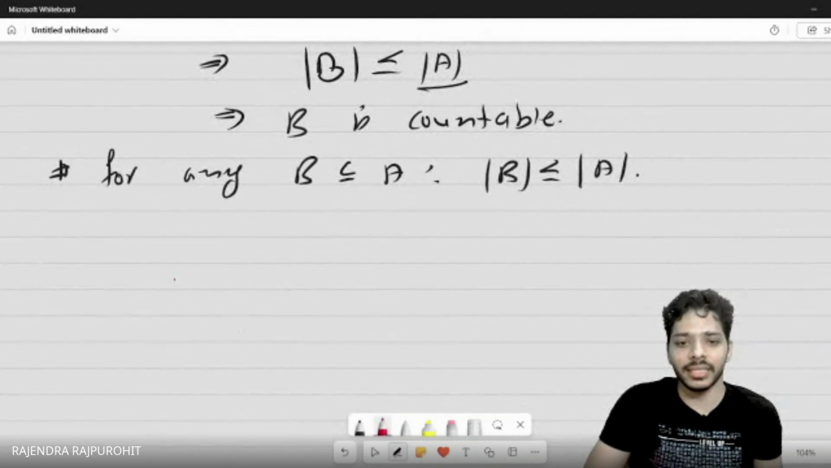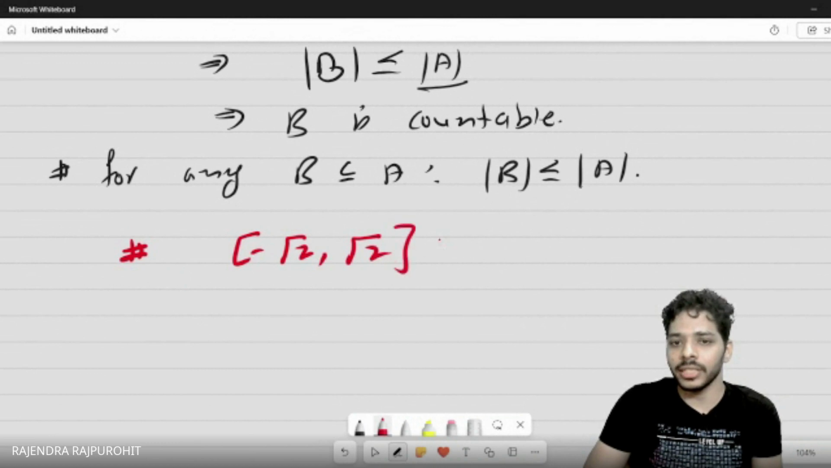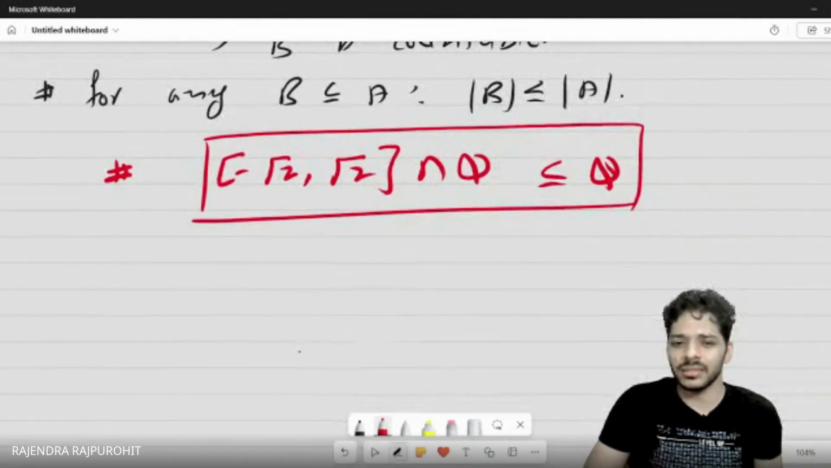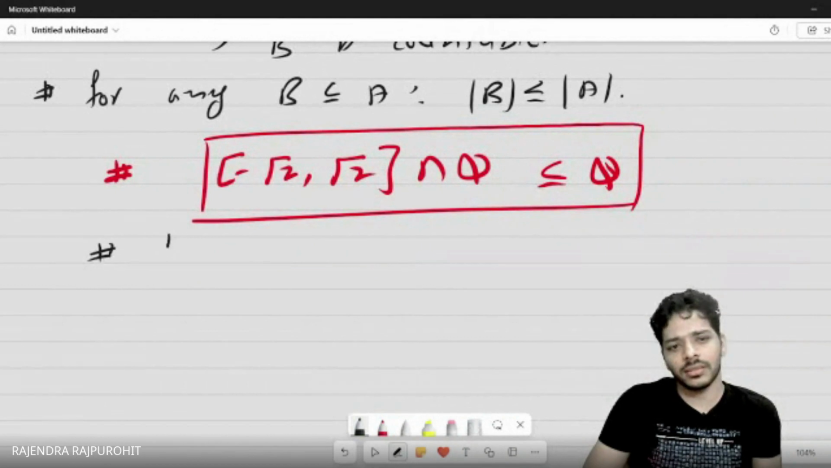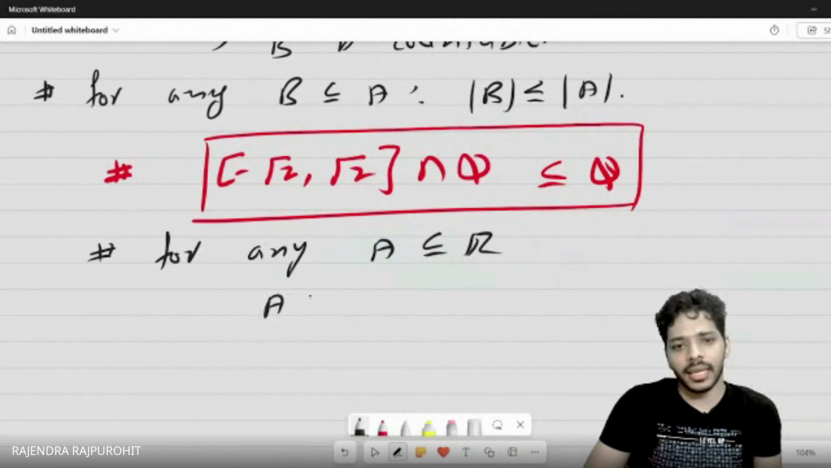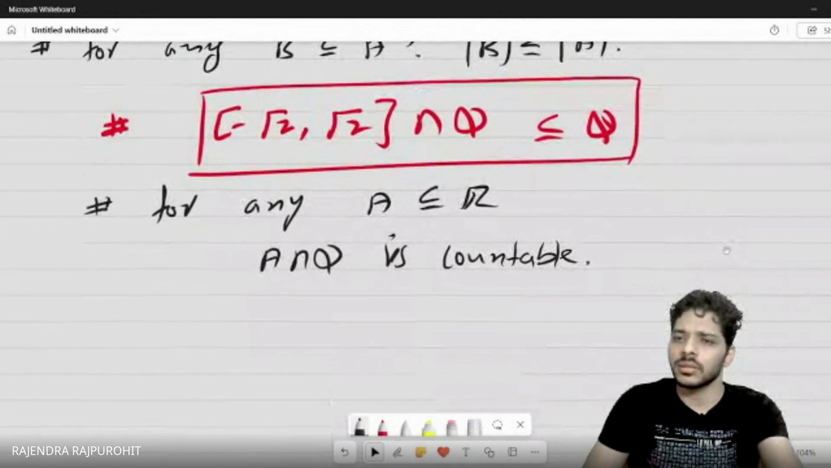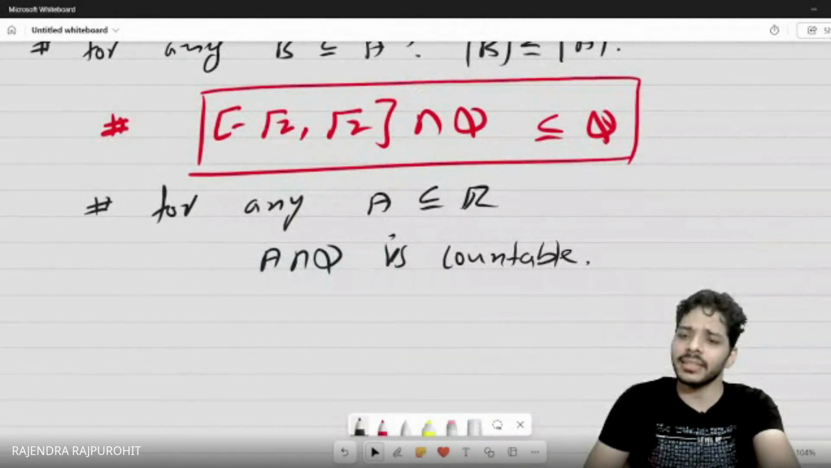Now you are taking your set from minus square root 2 to square root 2, and taking the intersection with Q. Isn't this contained in Q? You can take anything: for any A contained in R, A intersection Q is countable. Obviously. For any A contained in R, A intersection Q is countable. It is always.